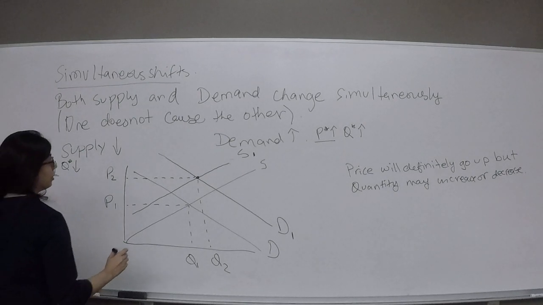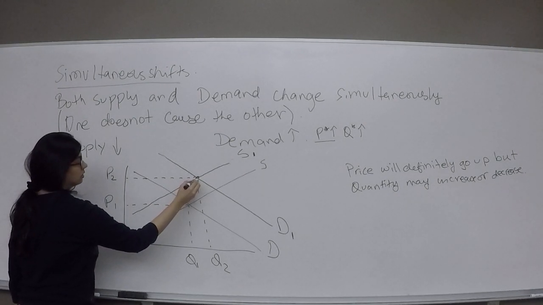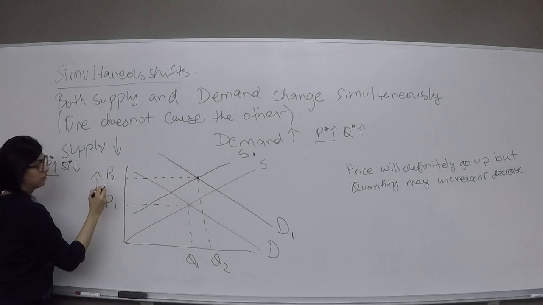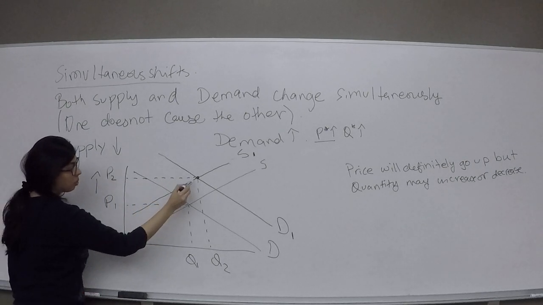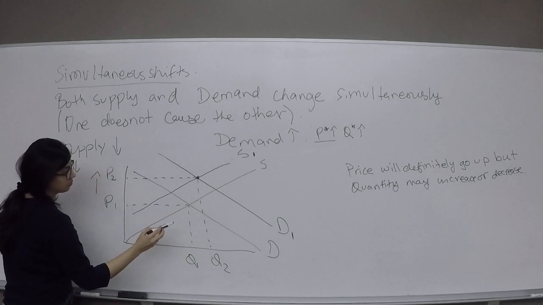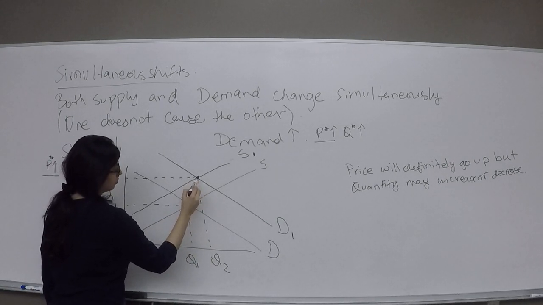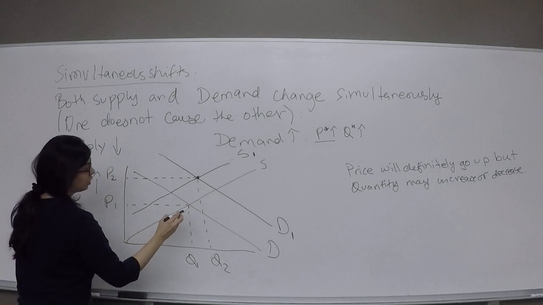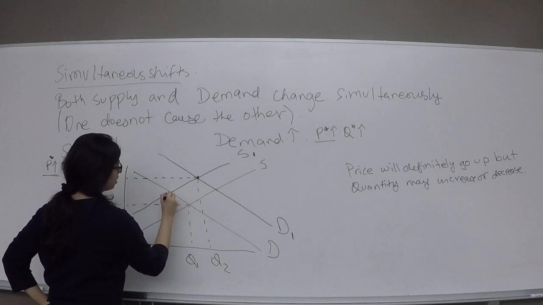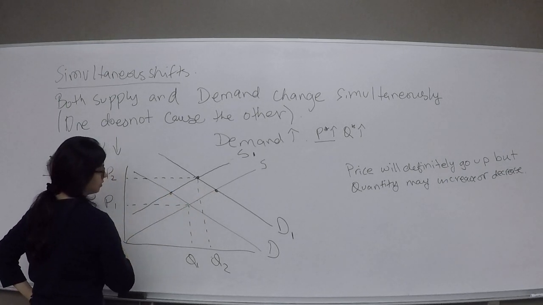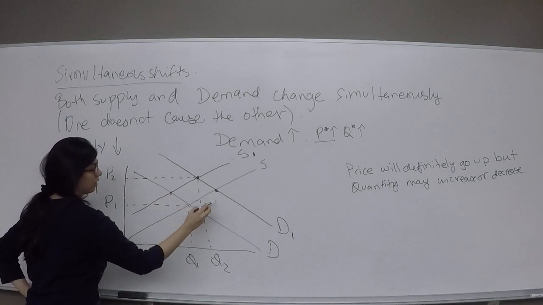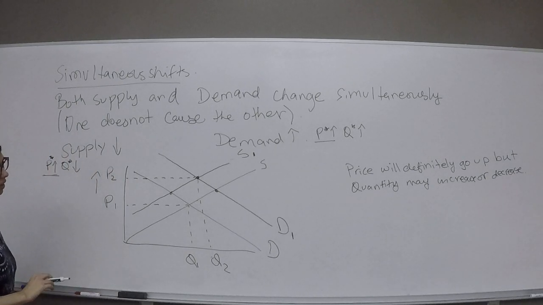So you can see that at the new equilibrium, the price is definitely higher. That's your new price. But quantity could be, it could be here, it could be here. Quantity could go this way or that way. Either way.